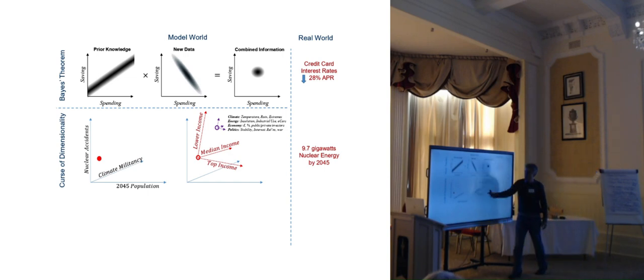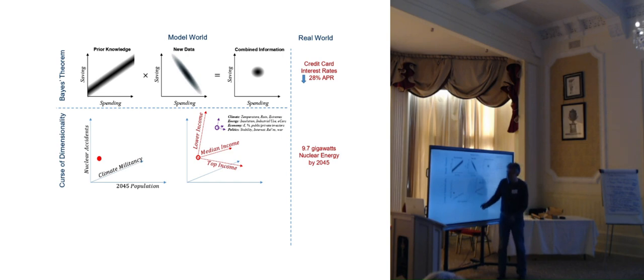But also our decisions depend on a huge number of dimensions. The population in 2045, the number of nuclear accidents that's happened between now and then, because nuclear is an alternative low carbon energy source. What is the climate militancy? Has that abated or increased in 2045?